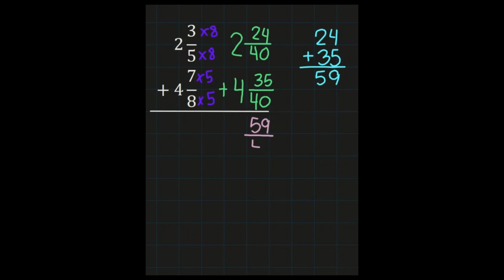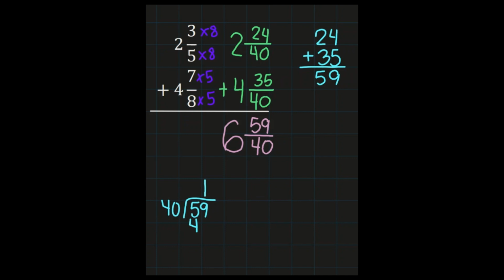Then I need to add my whole numbers. 2 plus 4 is 6. So for my sum, right now I have 6 and 59/40. But 59/40 is an improper fraction, so I need to change the 59/40 into a mixed number. And I do that by dividing my numerator by my denominator. So 59 goes on the inside, 40 on the outside.